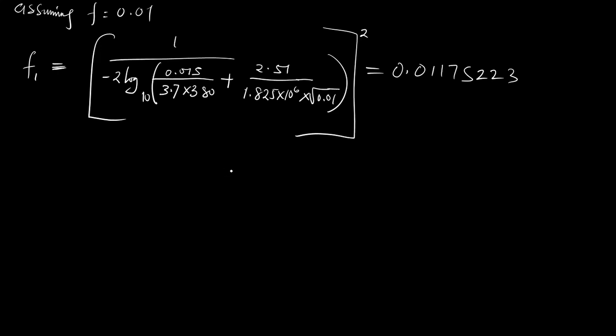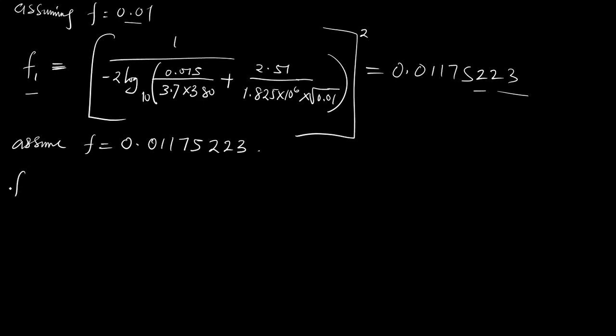So I've gotten this f, so it's far from this, so we're going to use this one now. We're going to assume this f to be equal to this. So now assume f will be equal to 0.01175223.